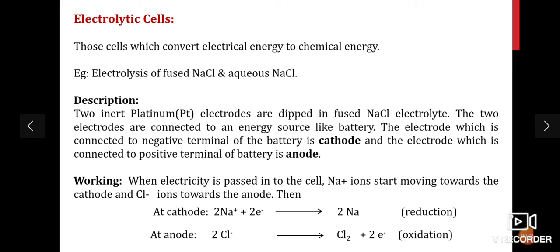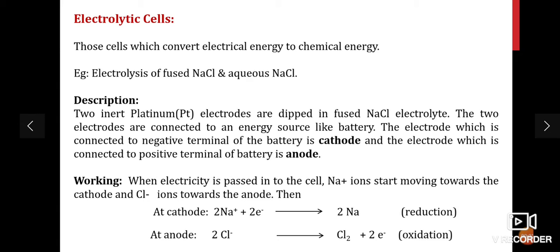Electrolytic cells. The cells which convert electrical energy into chemical energy are electrolytic cells, and the best example is electrolysis of fused NaCl and aqueous NaCl. Fused NaCl means solid NaCl taken without water, and aqueous means it is in liquid form. So two platinum electrodes are dipped in the fused NaCl electrolyte. The two electrodes are connected to an energy source like a battery.